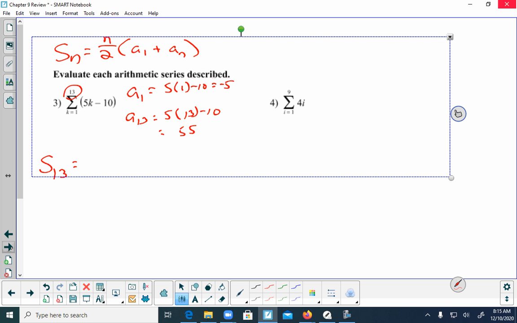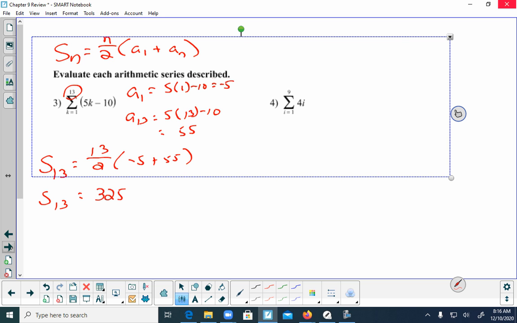So to find the sum of the 13 terms, I'm going to take 13 over 2. I'm going to add that -5 plus 55. And when I do that, I end up with 325.